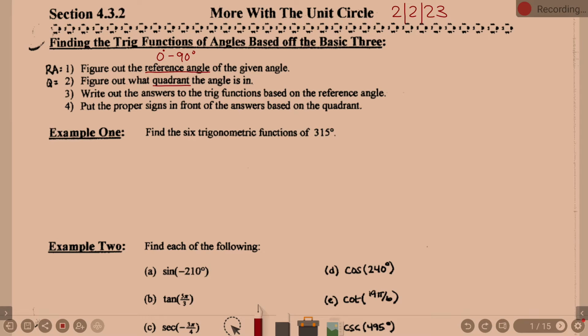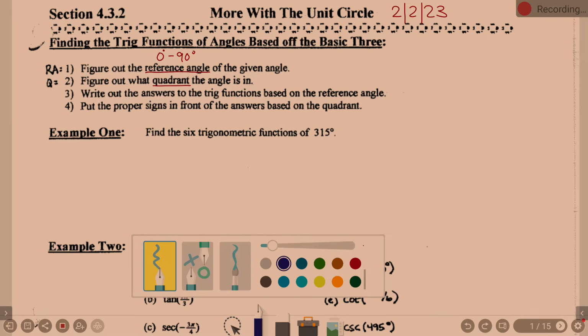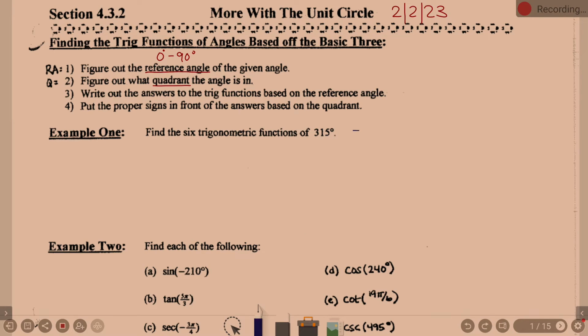So, 315 degrees. First job is to figure out the reference angle. As we think about 315 degrees, you're going to get a little picture from me. Where is 315 degrees? Can we all easily agree fourth quadrant? They're starting us off easy. You don't have to think radians yet. Okay. So reference angle. What's my reference angle going to be here?